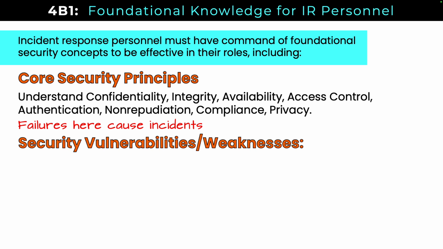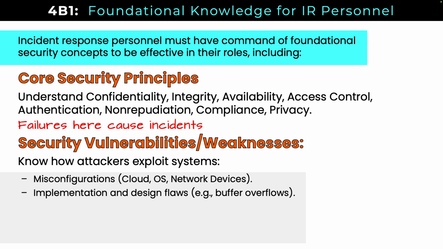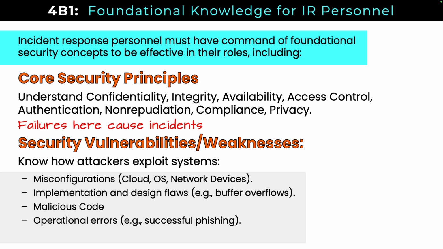Security vulnerabilities and weaknesses, knowing how attackers exploit systems. It's helpful to understand the types of attacks out there, but also how we protect against them. So misconfigurations are common areas of exploit, so whether that's in cloud services, within an operating system on an endpoint or a network device, implementation and design flaws, like buffer overflows we see in poorly written software, malicious code, operational errors, like a successful phishing attack, and other areas. Those could include physical security gaps or risks that come with implementing new technologies, for example.